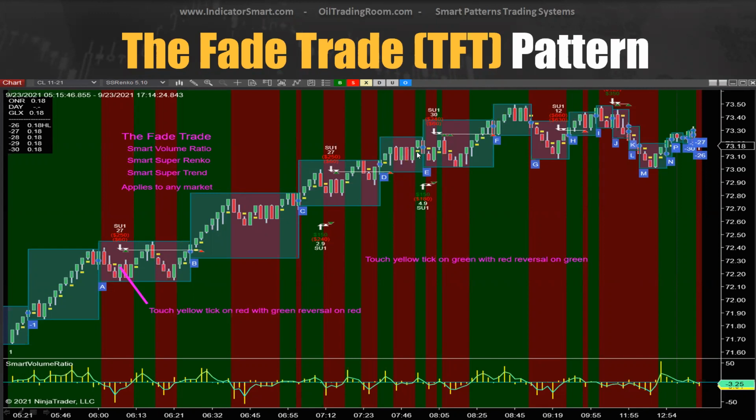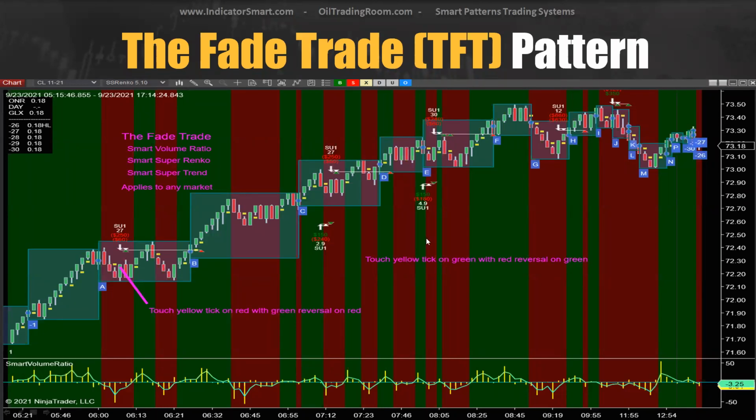Yeah, you got the yellow tick on the green background with a red reversal on a green background. This one right here. That suggests to me that the market's weak and it wants to go a little lower. Yeah. I could have waited until there, if I was going to take that counter trend trade.